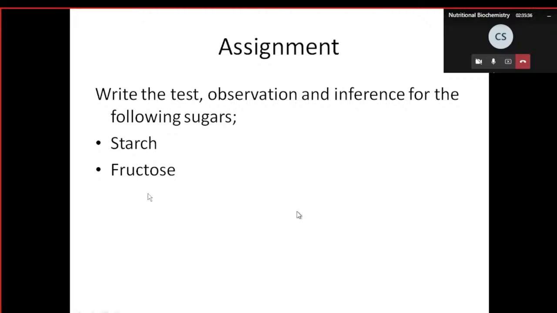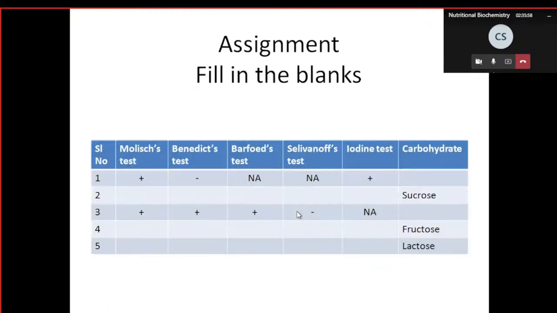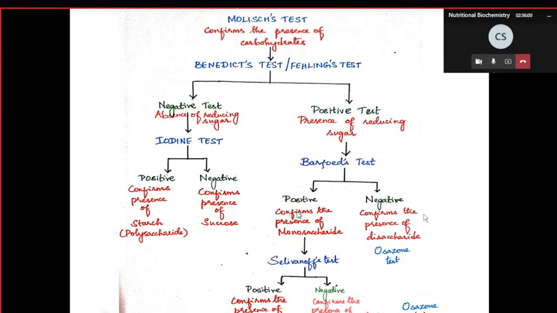But for fructose, what will be the observation? Presence of reddish brown precipitate will be the observation. For the inference, if it is positive, you will write confirms the presence of reducing sugar. If it is negative, absence of reducing sugar. So you can use what is given here. If it's positive, you write presence of reducing sugar, or absence, all that you can write.